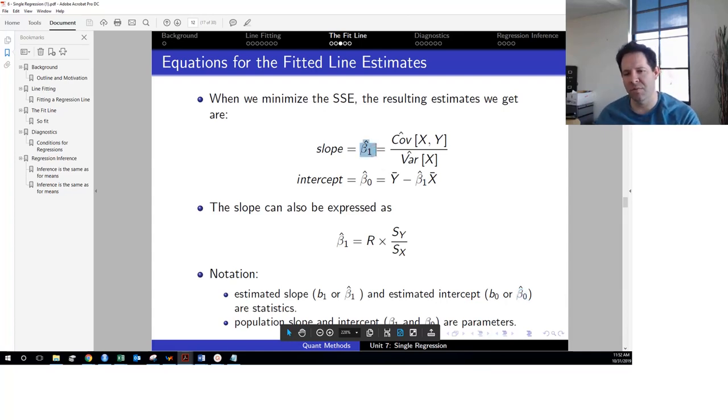This is just a little notational comment. Maybe I should have mentioned it when I was saying, here's the slope and here's the intercept, but it's useful to see different notations for the same thing, because in reality you're going to see all sorts of different notations for these things.